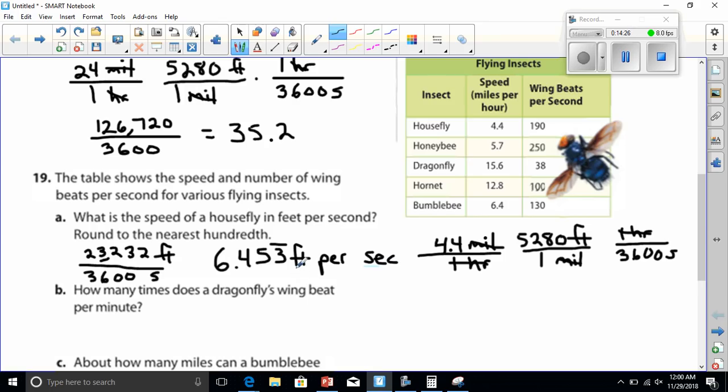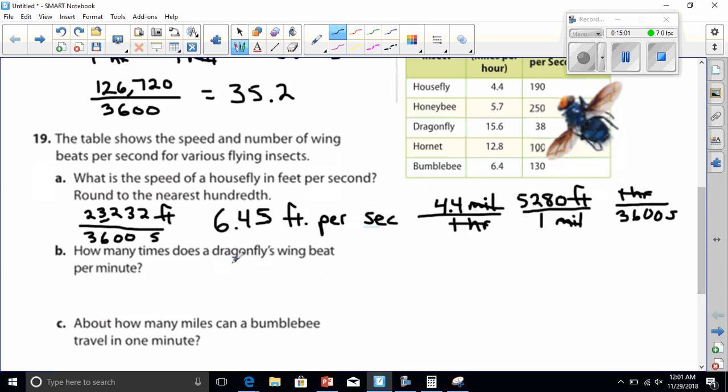Okay, and they did say to the nearest hundredth, so if I was doing it to hundredth, I would just round it up to 6.45. I would just take this right off. Okay, and then I just put feet here, and that's it. I have 6.45 feet per second.